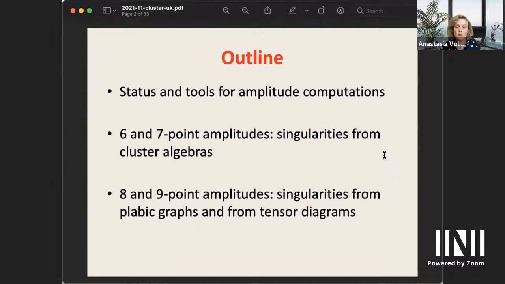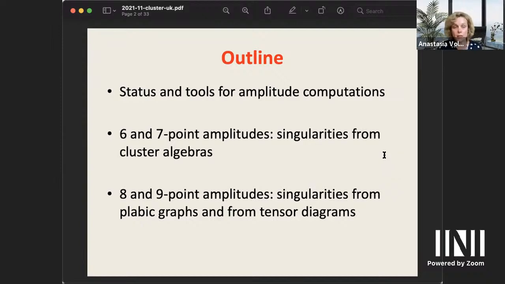And the answer, I'll right away present the answer. It will turn out that for 6- and 7-point amplitudes, this set of singularities is very nicely described by cluster coordinates. So we'll get these singularities from cluster algebras. And then I'll start increasing the number of points and explain some of our recent constructions of getting 8- and 9-point amplitude singularities from Plabic graphs and from tensor diagrams. Are there any questions on the plan? Okay, so we'll start with the physics list and then we go on exploring the structures.